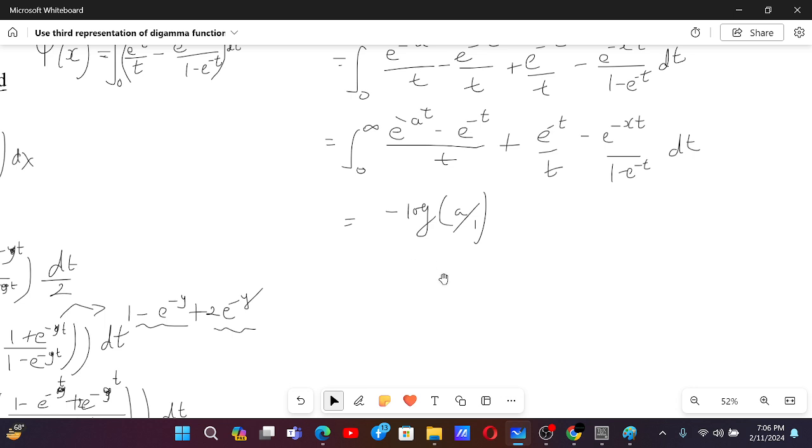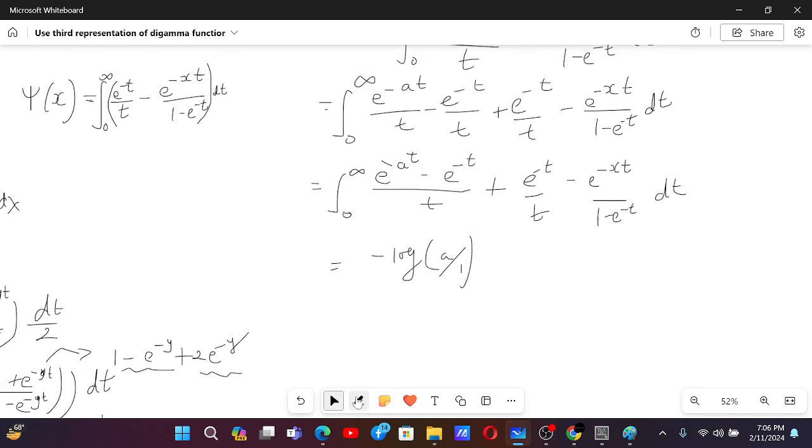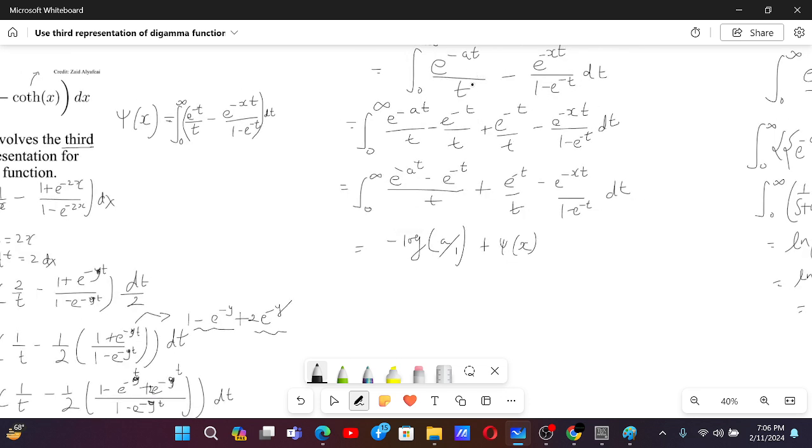Now so we have minus log of a by 1, over here there's 1 only. And now this is just digamma of x. So basically in such cases, if there's at, what we have is minus log of a plus digamma of x. So that is the thing.